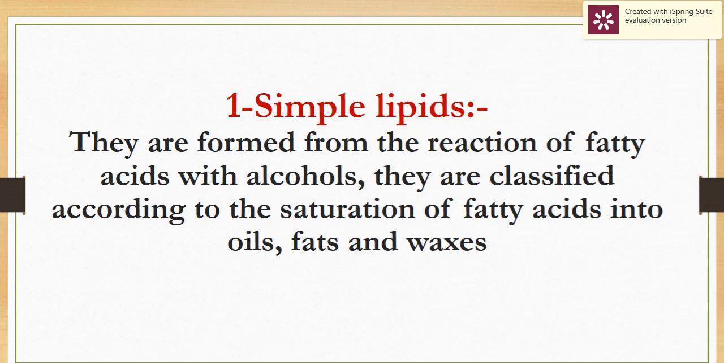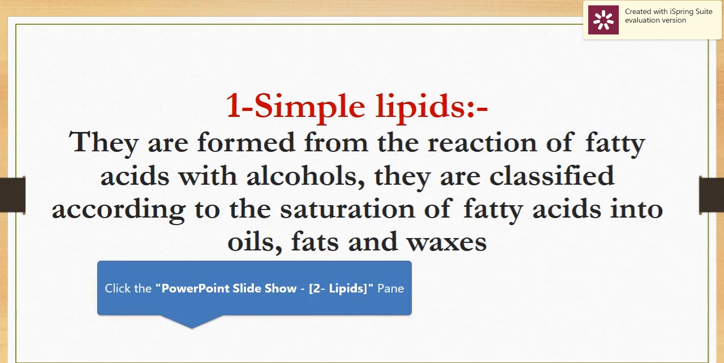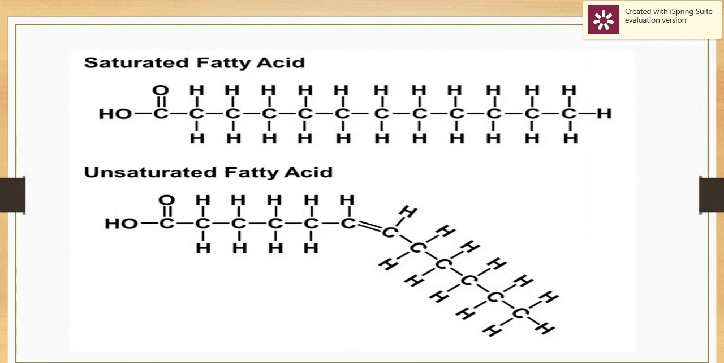They are formed by the reaction of fatty acid with alcohol. They are divided according to the saturation degree of the fatty acid and the type of alcohol. So when the saturation or the type of alcohol changes, the type of simple lipid changes. What is the meaning of the word saturation?